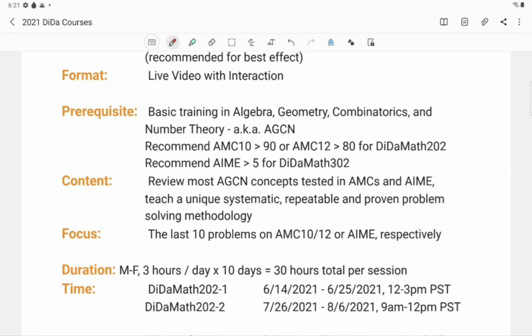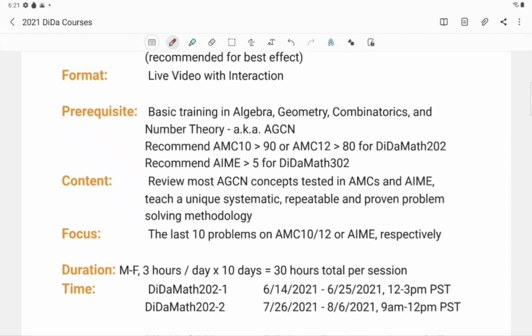For the AMC 10/12 camp, your AMC 10 score should be at least 90, or AMC 12 at least 80. And for the AIME camp, your AIME score from past examinations should be at least 5. Because for both, I will be concentrating on the last 10 problems of the real contests.